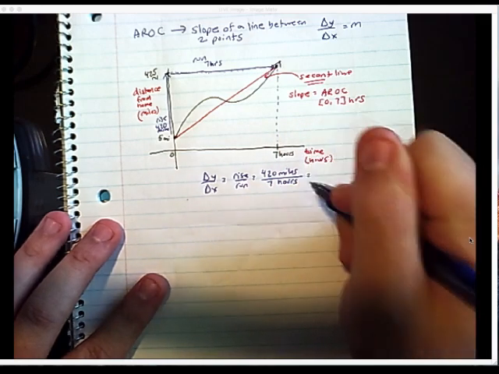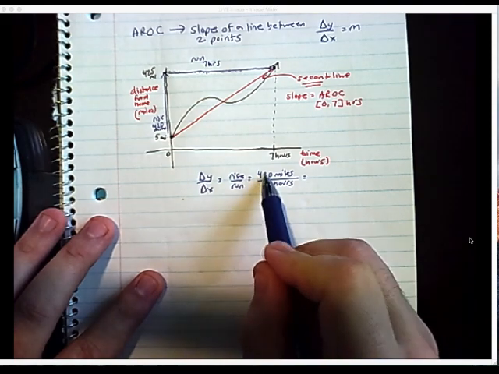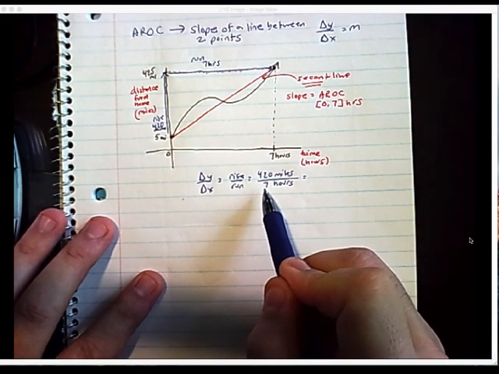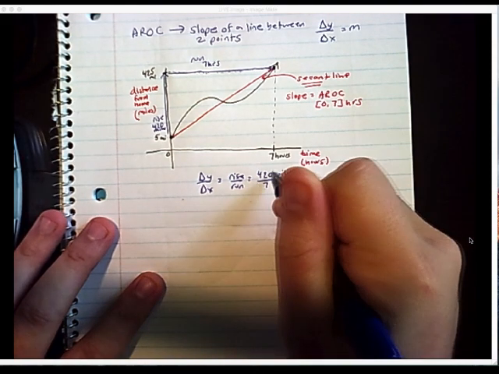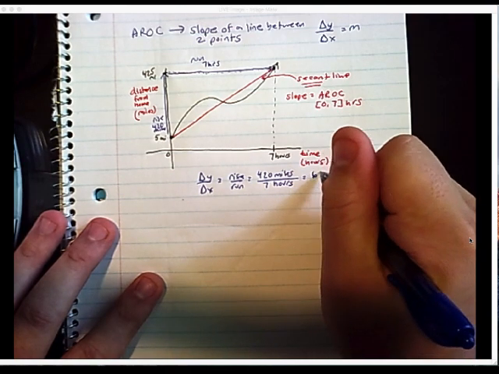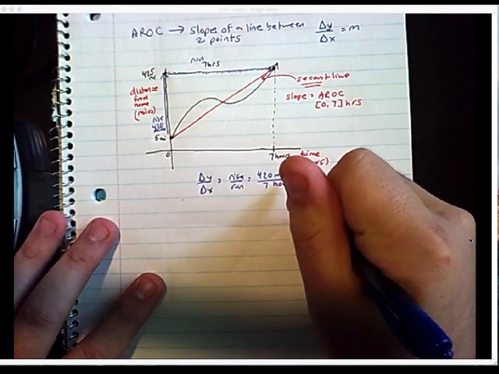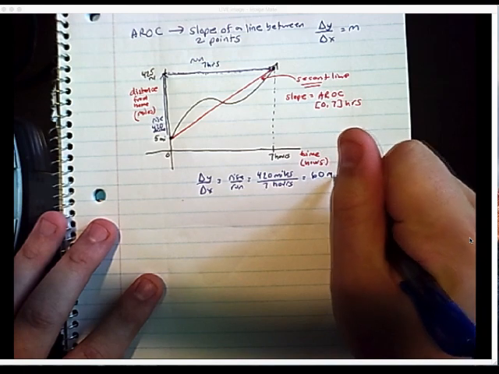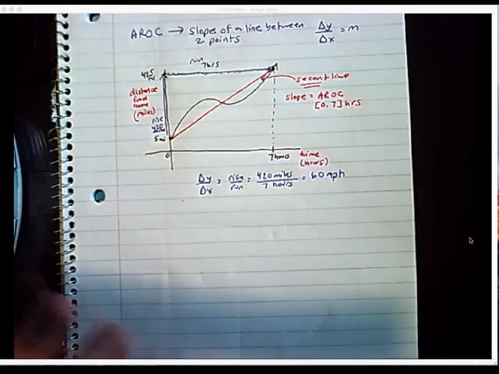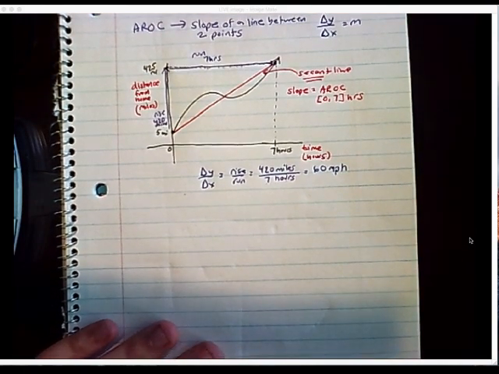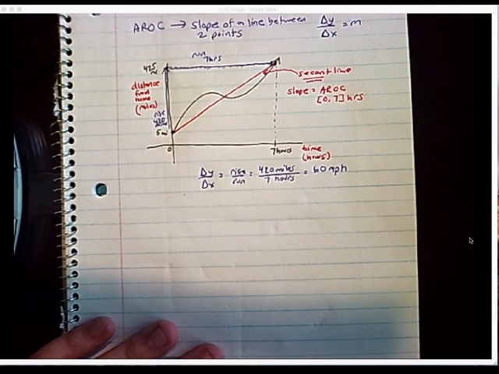Okay, and you can actually simplify that. 42 divided by 7 is 6. Okay, so 420 over 7 would be 60. And what would the units be? Miles over hours. The abbreviation for that is miles per hour. Okay, so our average rate of change would also be the average speed. We would be averaging 60 miles per hour.